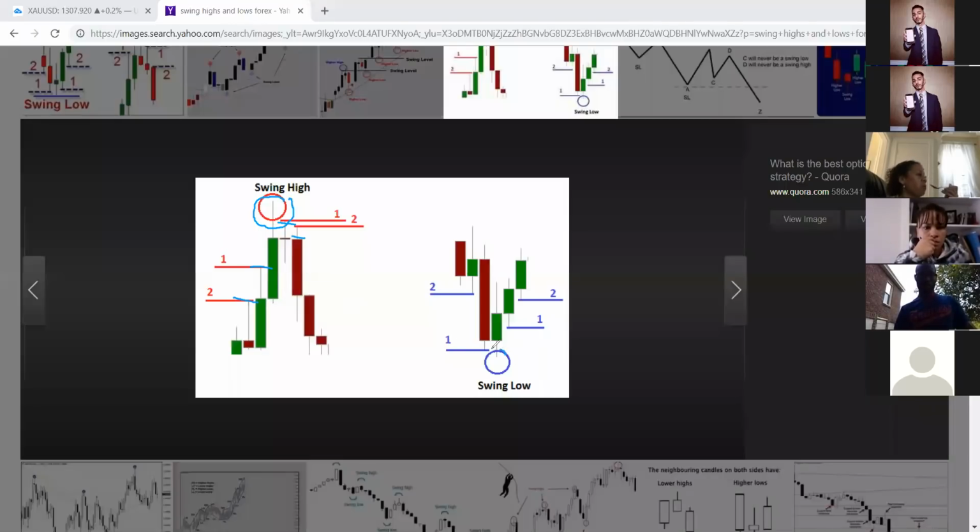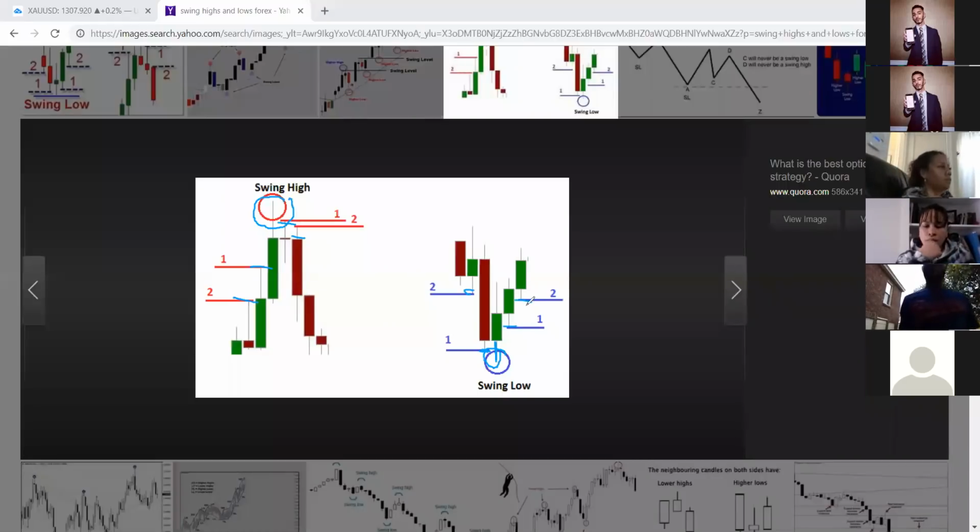Then this is a swing low, right? One low point in the market where the market throws a wick, and then to the right, there's a wick higher than that and another wick higher than that. And then to the left, there's a wick higher than that and another wick higher than that.